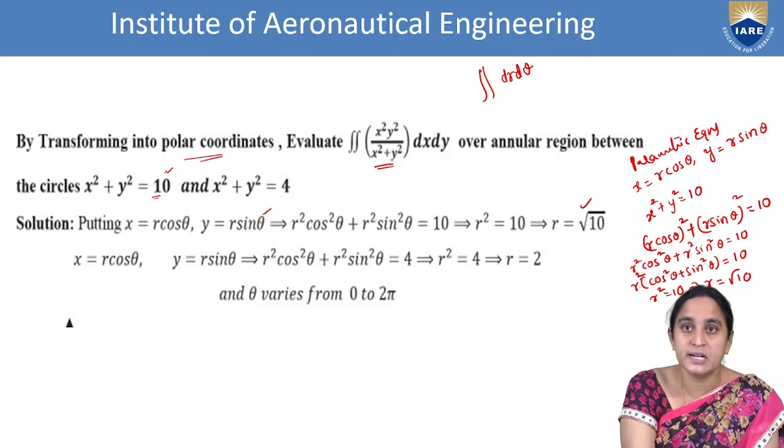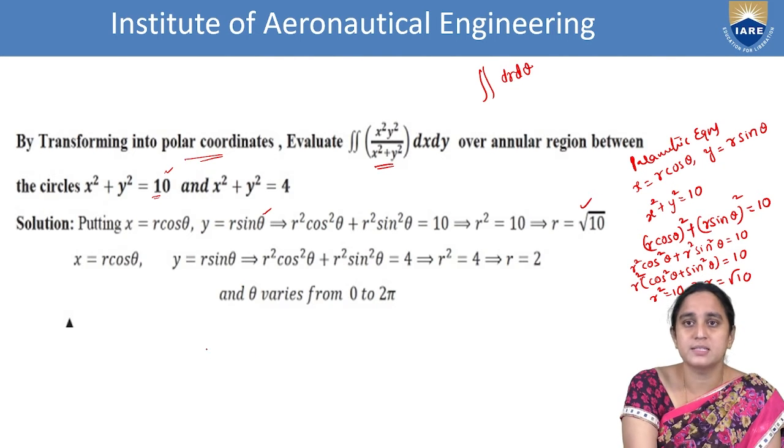Next, by using the second circle equation, I am substituting the parametric equations x is equal to r cos theta and y is equal to r sin theta.